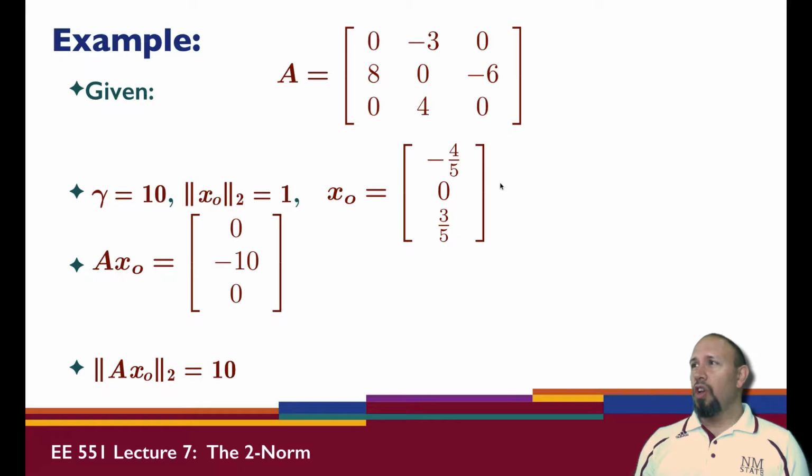A vector that has norm 1 is this vector. And it turns out if we multiply this matrix times this vector, we get this, and that has 2 norm equal to 10. So this is the singular vector associated with this matrix. This matrix is actually contrived to give us fairly simple numbers to work with. Generally speaking, when you work with singular values, it's much more complicated.